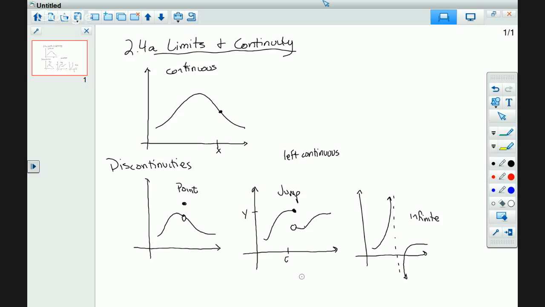Because that is solid. So for continuity, the point has to exist. This function is not right continuous, because this hole is open. What does an open hole mean? It means that point does not exist. It can get really, really close, but it never gets to that location.